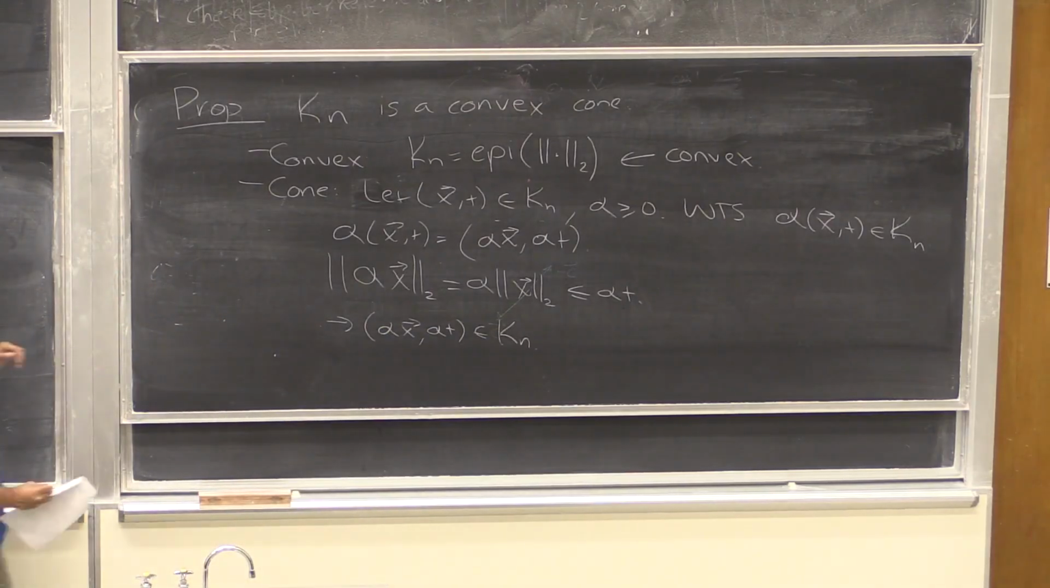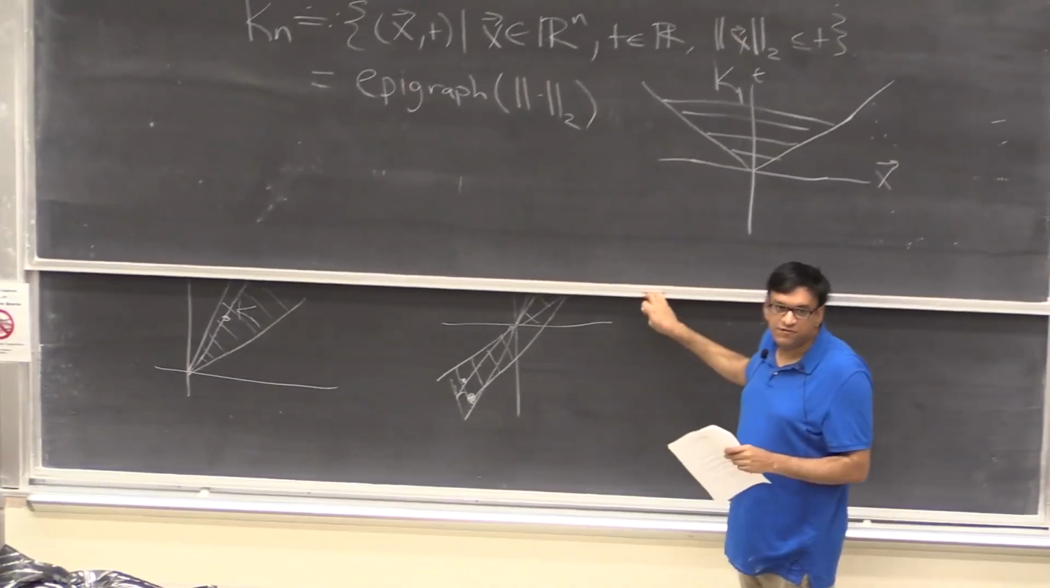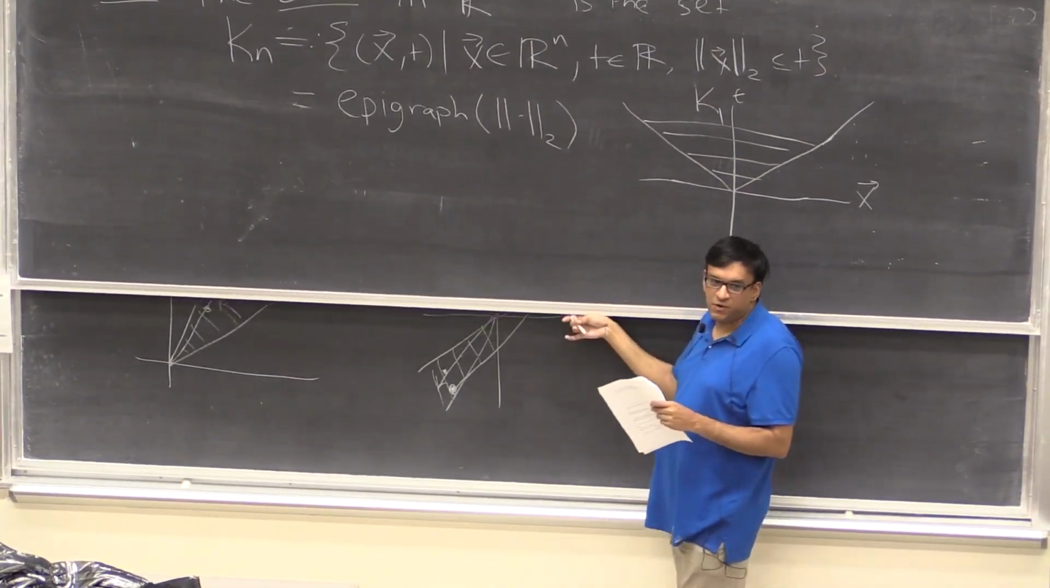We define Kn. So we call it the second order cone because it is indeed a cone. But if you look here, the definition of Kn is not referring to the definition of cone at all. And so we actually need to back up our claim that it's a cone.